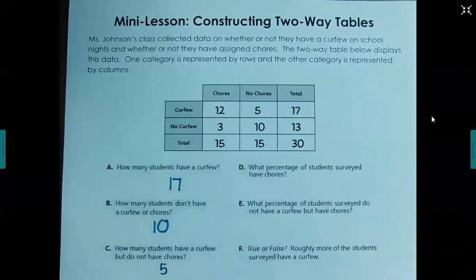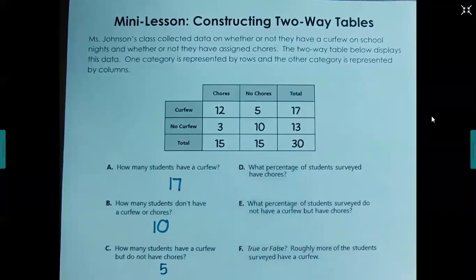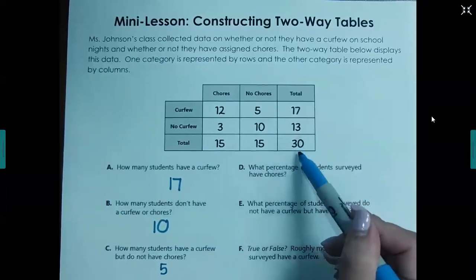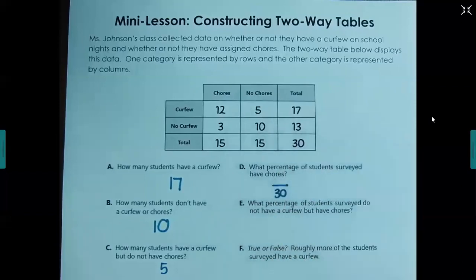and I see that that is 5. Now D starts to look at percentages. What percentage of students surveyed have chores? Remember, when we're thinking of a percentage, we're looking out of a total. What are we out of total here? 30 students. There are 30 students in Miss Johnson's class. What percentage of those students have chores?